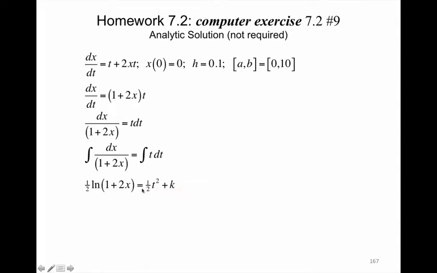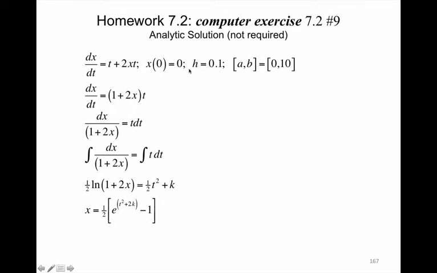So there's our solution equation, although we would like to solve for x in terms of t. That can be done by taking e to both sides of the equation and doing some other little bit of algebra, and you end up getting x equals 1/2 e to the t squared plus 2k, where k was your constant of integration, minus 1.